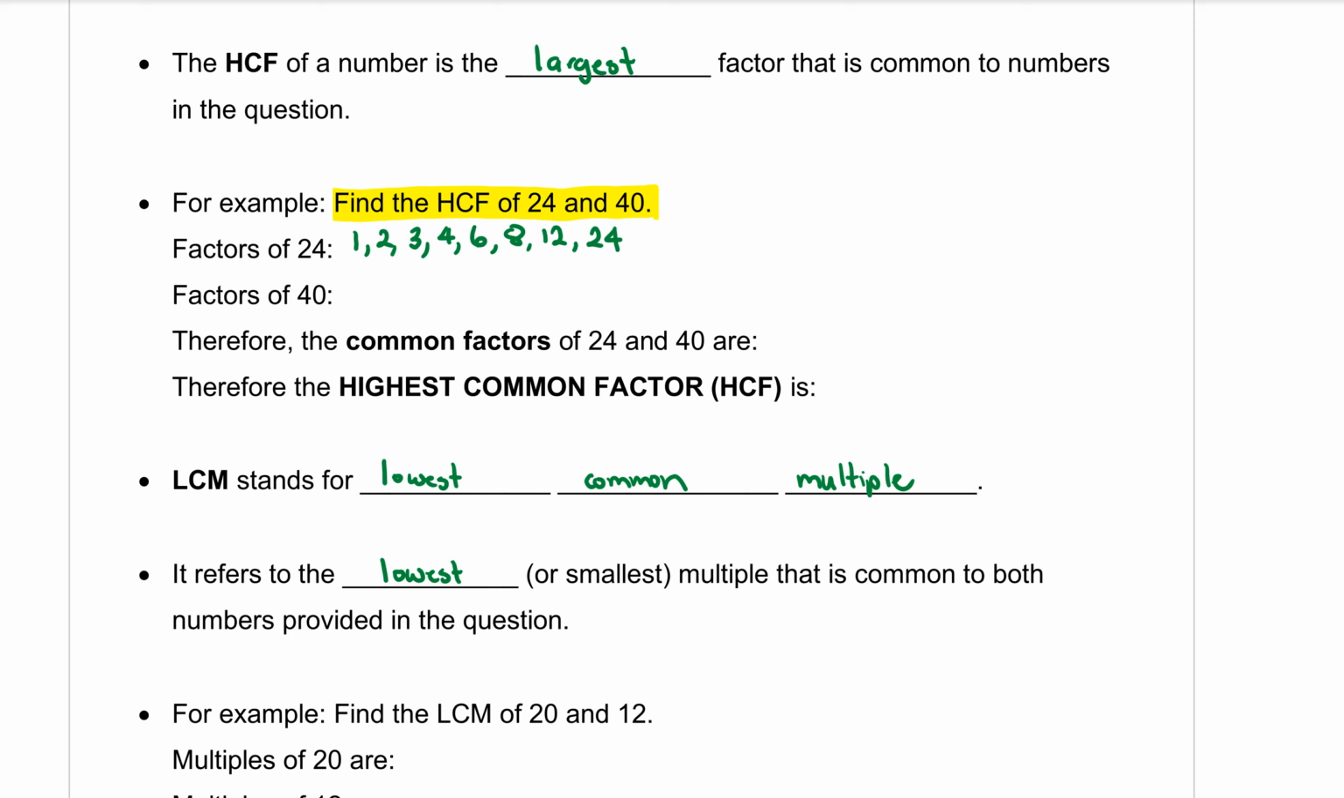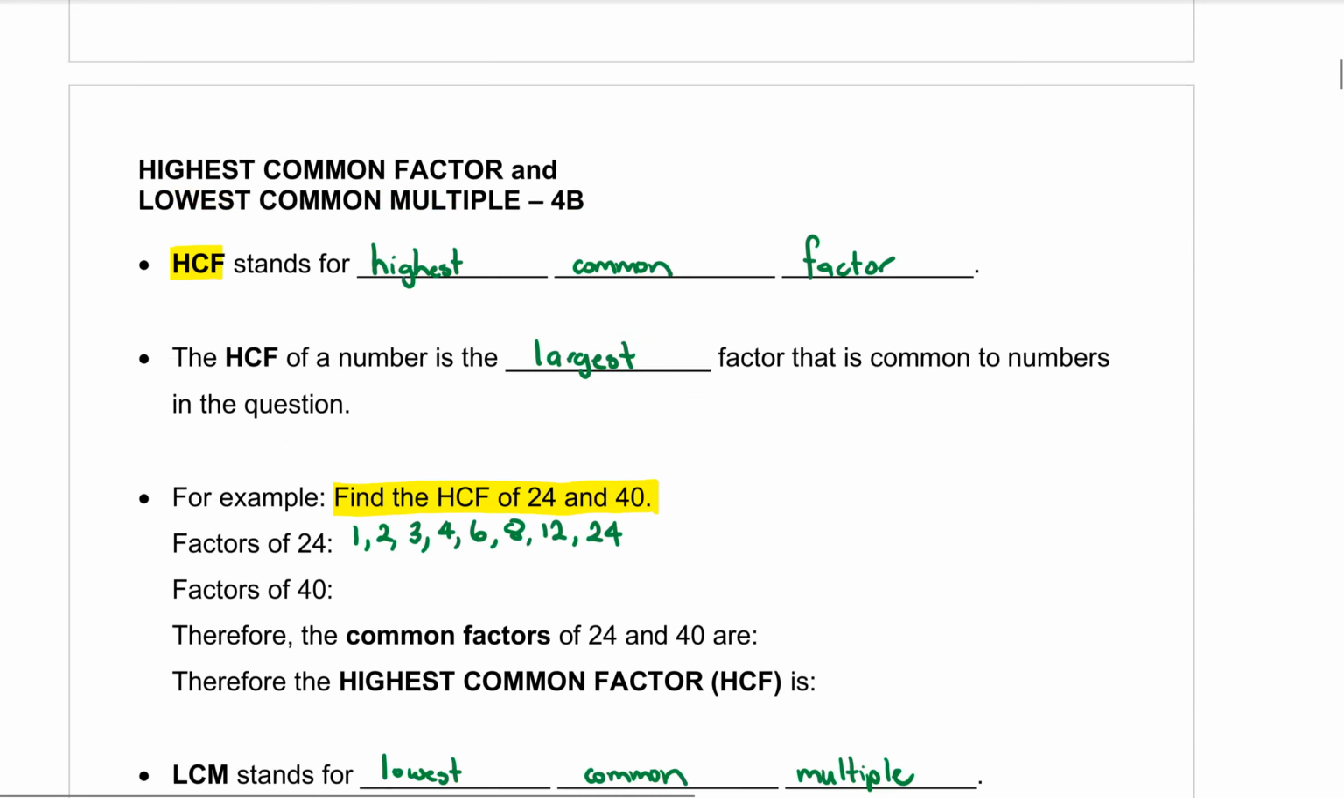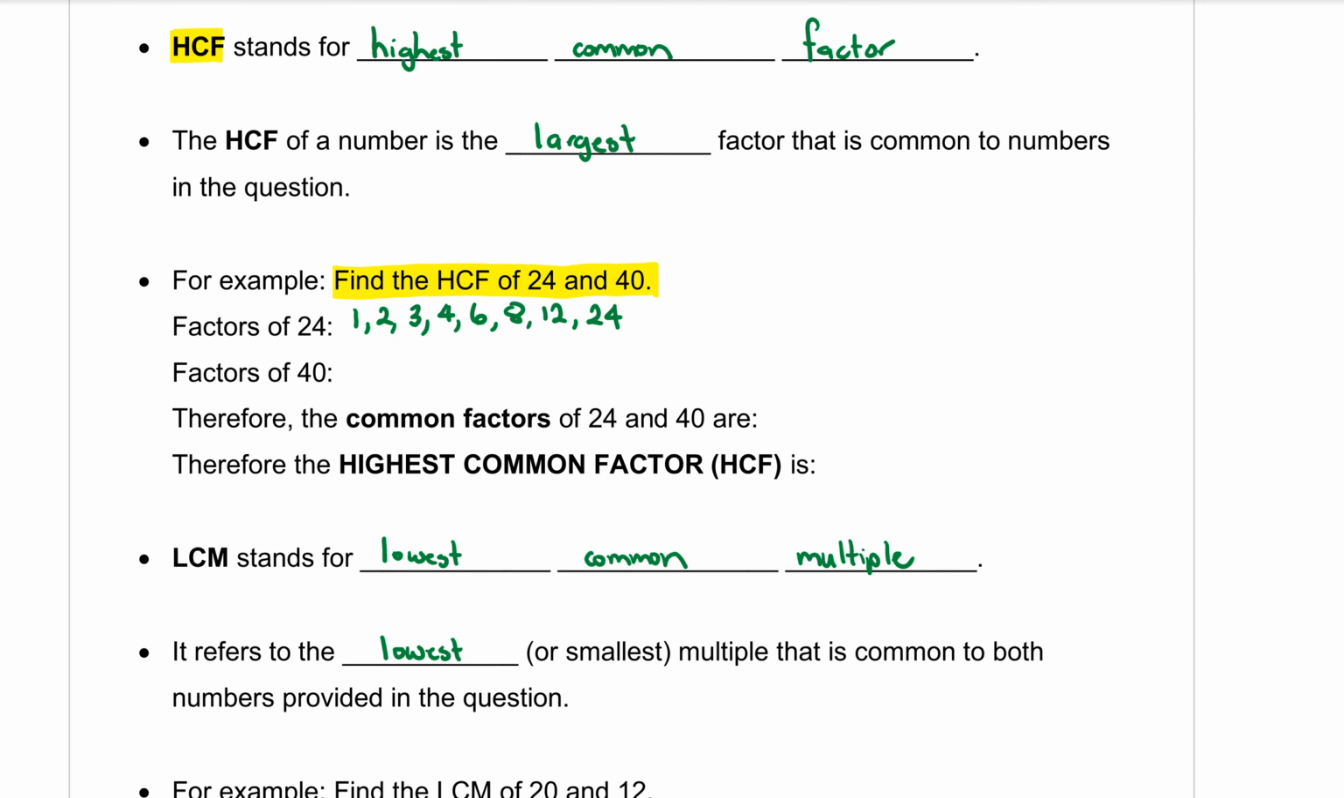Now let's write all the factors of 40. So we start with 1. Does 2 divide nicely into 40? Yes, it does. 3 doesn't. 4 does. 5 does. 6 doesn't. 7 doesn't. 8 does. 9 doesn't, but 10 does. Once we get to 10, then it's not going to be any more until we get to 20, and then finally 40. So again, you can check your pairs in there to make sure that you haven't missed any.